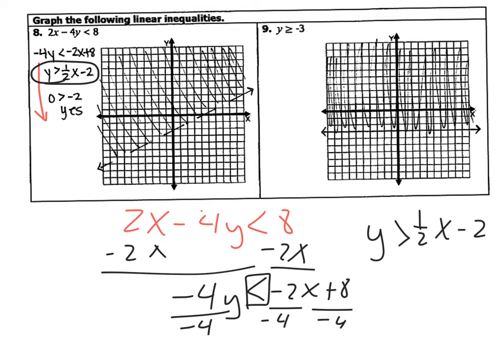Well, you start at negative 2 right here, and it's up 1 right 2, up 1 right 2, up 1 right 2, up 1 right 2. And now remember, it's dashed. And that's how they were able to make this line.